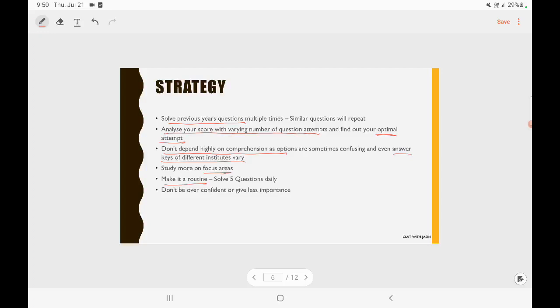Okay, so please don't be overconfident and don't give it less importance. You should give high importance to the CSAT paper as well, because as I already told you, it is your first step towards your success in life.